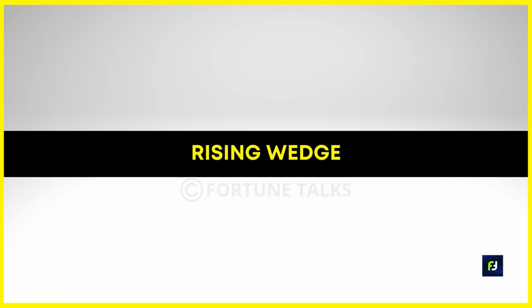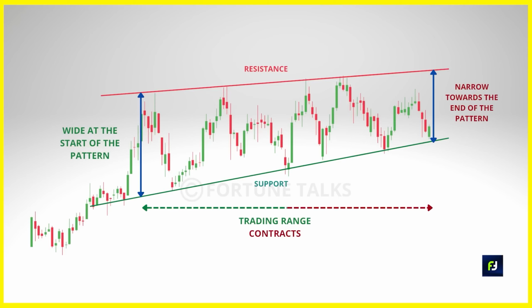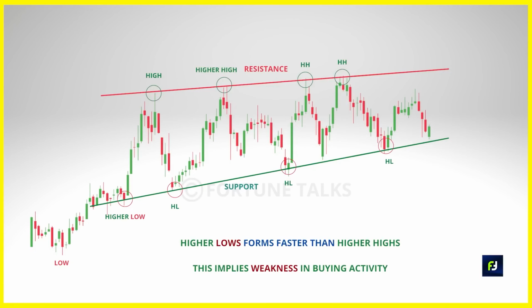Now moving to the last category of patterns, the wedges. We will start off with a rising wedge. A rising wedge is a popular bearish pattern. This pattern starts wide at the bottom and then contracts as the price moves upwards, and the trading range gets smaller towards the top. This pattern forms when the price consolidates between upward sloping support and resistance lines, where the slope of the support line is much steeper than that of the resistance line. What this implies is that the higher lows form much faster than the higher highs, leading to a wedge-like formation.